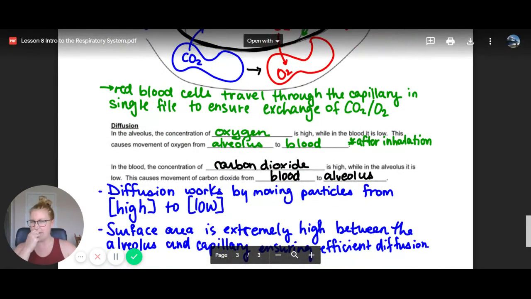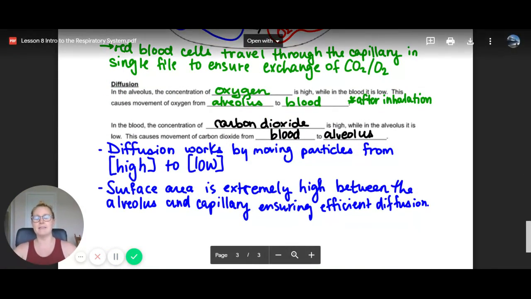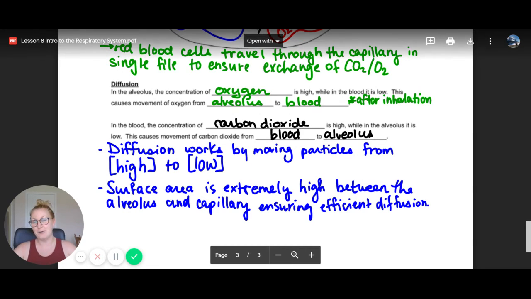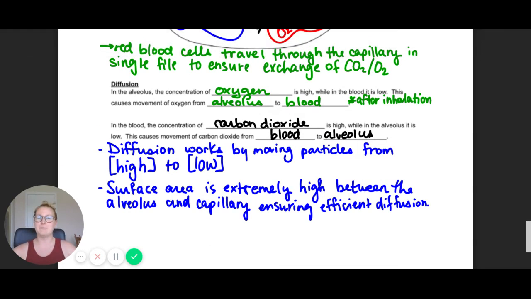So a bit more information about that. In the alveolus, the concentration of oxygen is high, while in the blood it's low, again, due to inhalation. This causes movement of oxygen from the alveolus into the blood, and the opposite is also true. In the blood, the concentration of carbon dioxide is high because it's just traveled around the body, and in the alveolus, it's low. So this will cause movement of carbon dioxide from blood to alveolus. And then, of course, once that's exhaled, the concentration of CO2 there will be low again.